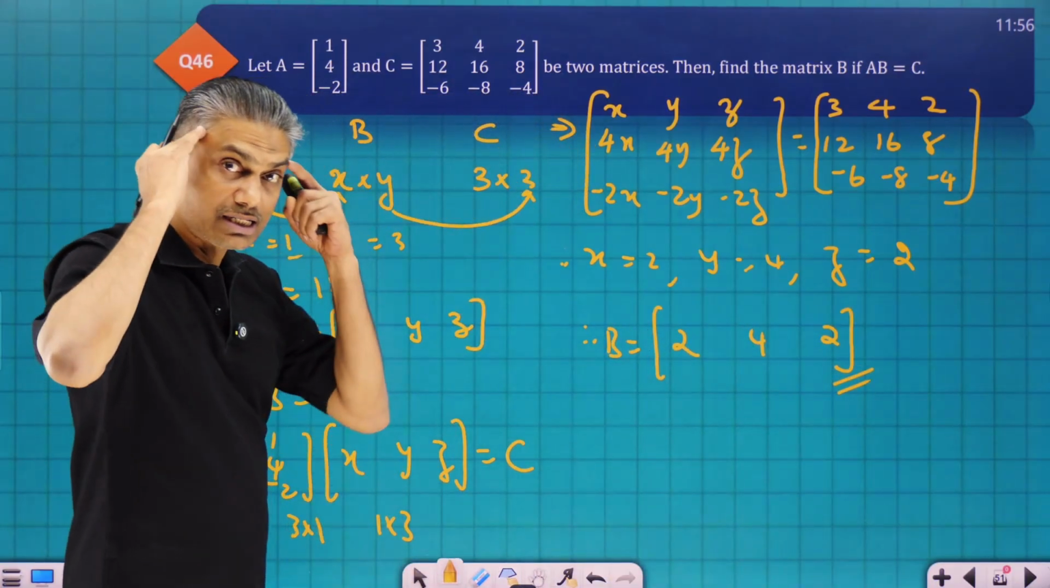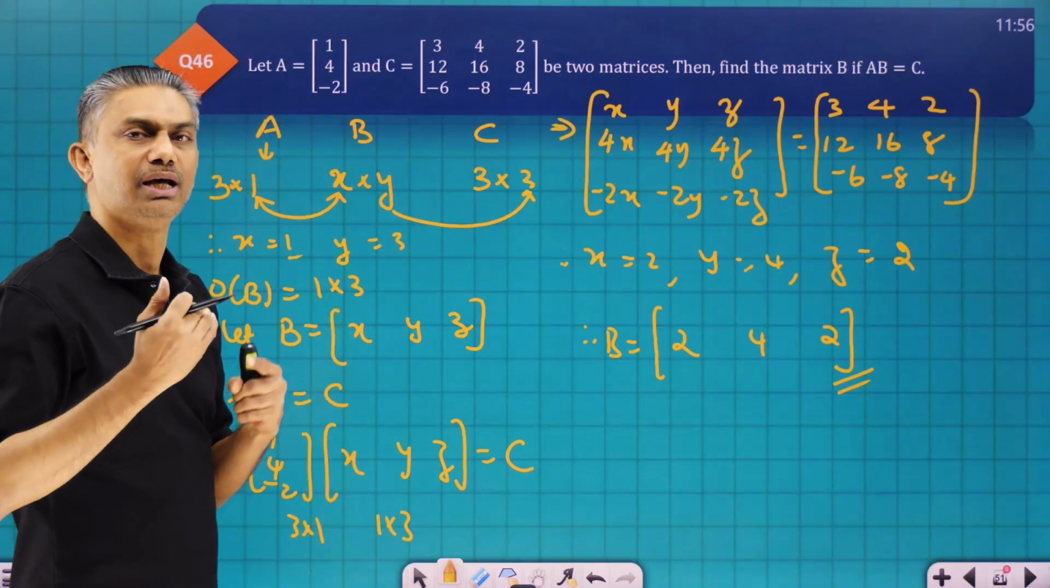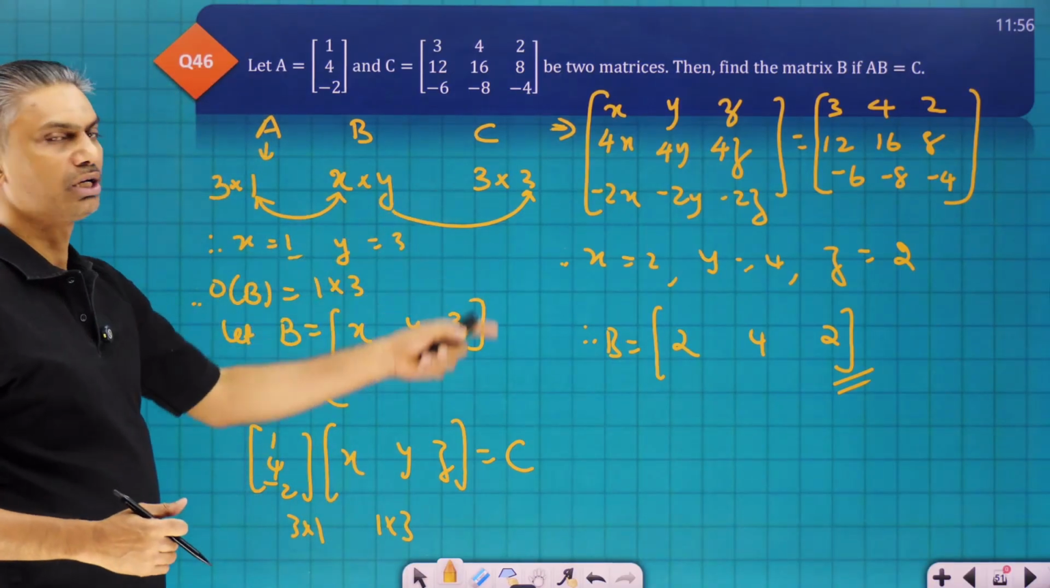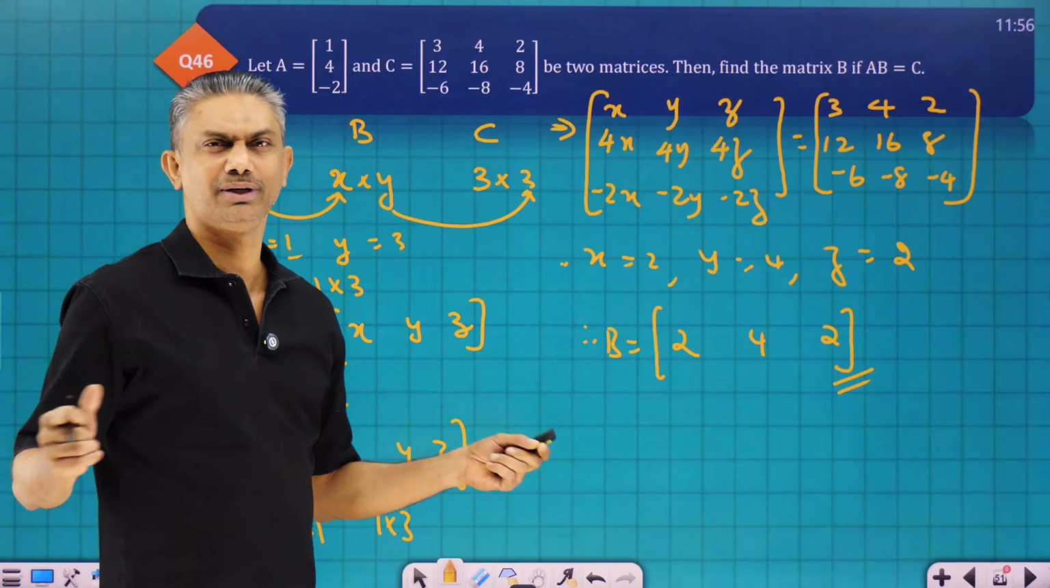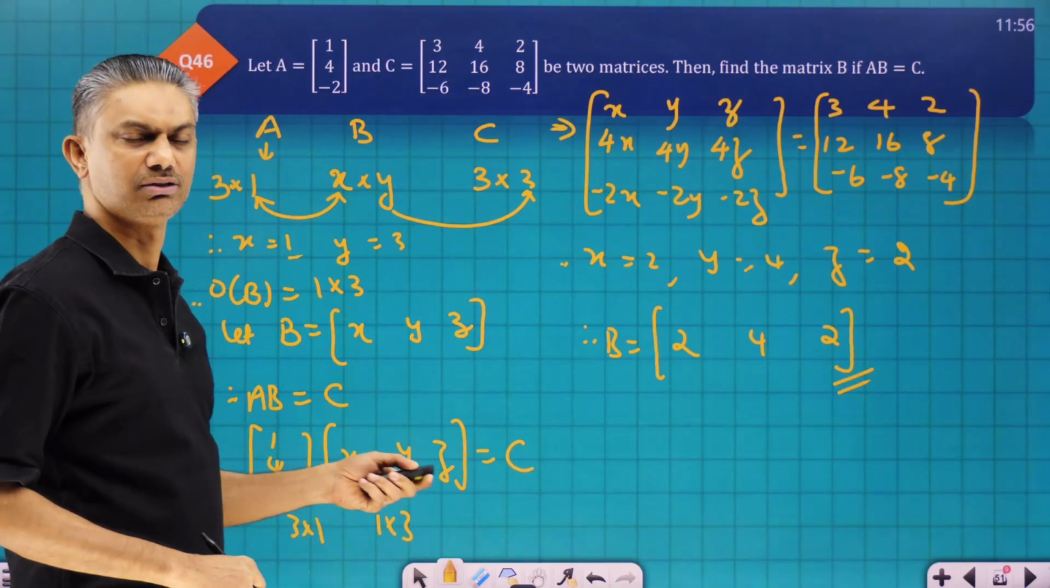Very simple. But this is a conceptual question, and this is all you need to understand very carefully. If you have this order theory very clear, because you need to attend the theory class, then only you can understand all this thoroughly.